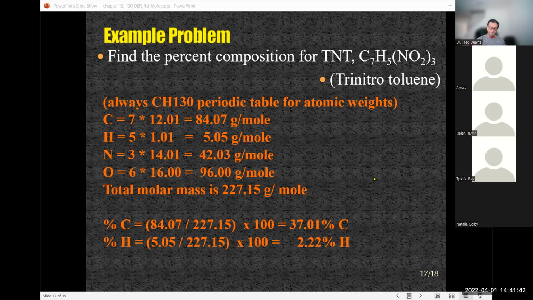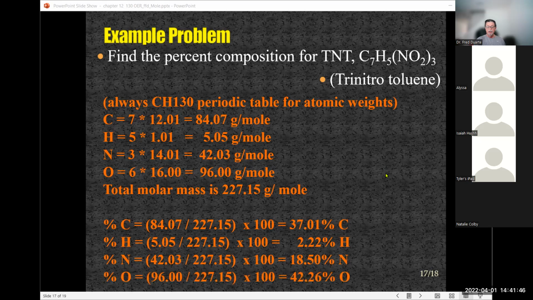2.22% for hydrogen, 18.5% for nitrogen, and 42.26% for oxygen. Okay, and so that's how we do a percent composition for any compound. As long as you have the formula, you can figure out its molar mass and then divide through by the total contribution of every atom times 100, and that gives you the percent composition.